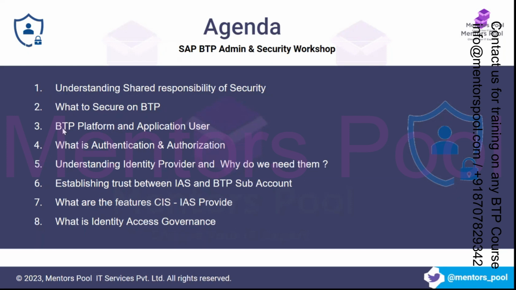Then we'll also understand what a BTP platform and application user is, what authentication and authorization are, and understanding identity providers and why we need them. We'll establish trust between IAS and a BTP sub-account so that any application running in the sub-account can utilize IAS as an authentication service. We'll do this hands-on. We'll also see what features IAS has and what identity access governance is, and how we can automate or manage the complete authentication and authorization using IAG. So we'll look at all these points.